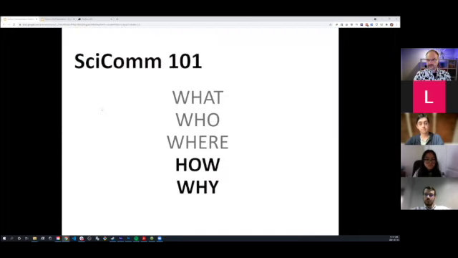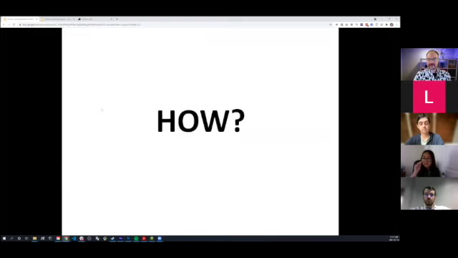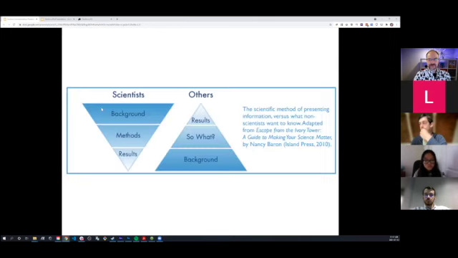Okay, so now moving on to the how and the why. Let's start with the how. There's a difference between how the scientific method, and researchers and engineers and academics, are used to presenting their information. They start with the background, they build up to the methods that they're going to use to investigate something, and they present the results. So there's this whole process of establishing the credibility and the validity of what they're doing, and then communicating those results. Unfortunately, that doesn't work as well for the general public.